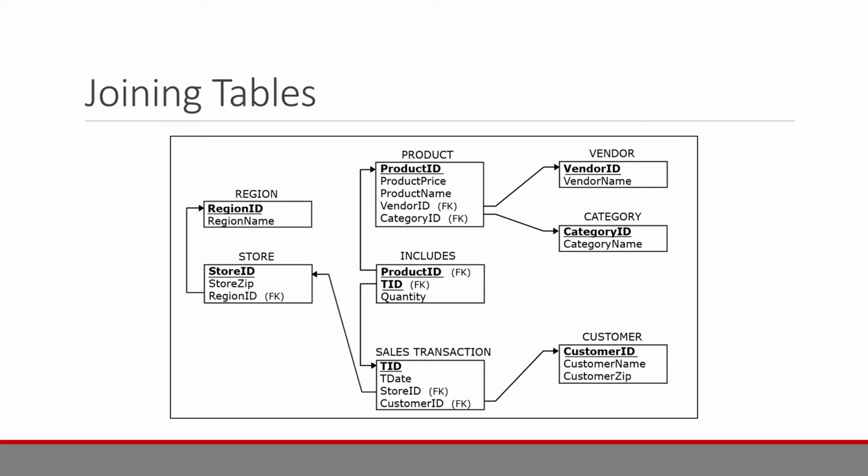I see that vendor ID is a foreign key in product, and that it links to the primary key for vendor, which is also named vendor ID. I also see that category ID is a foreign key for product, which links to the category table, which is also named category ID. It's common for the foreign key and the primary key to which it links to have the same name, although this isn't always the case.